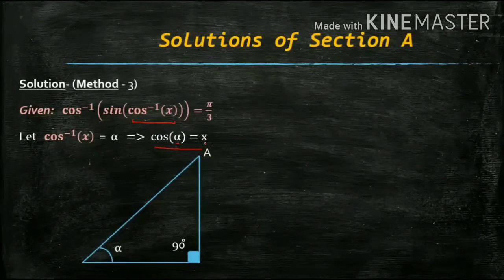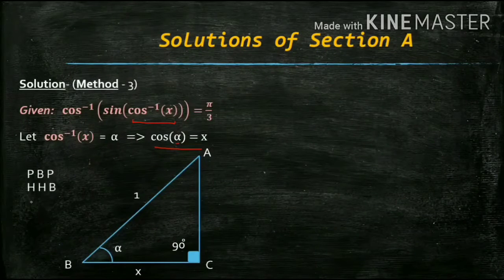Also name the triangle as A, B and C. Now you have cos of alpha equals x. You know that cos is nothing but base upon hypotenuse, so BC would be x and AB would be 1. Using this, you know that cos is base upon hypotenuse. You do the same thing.